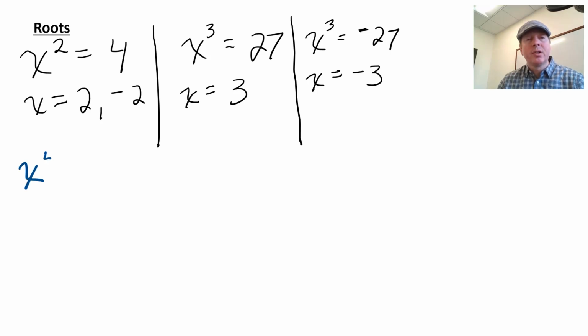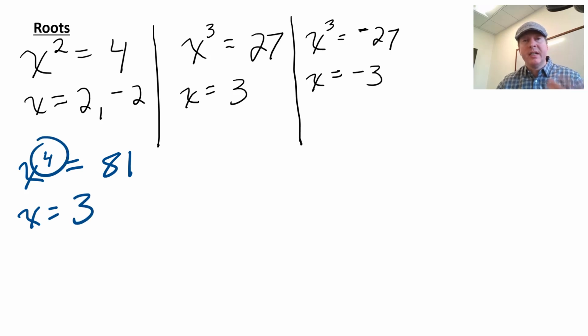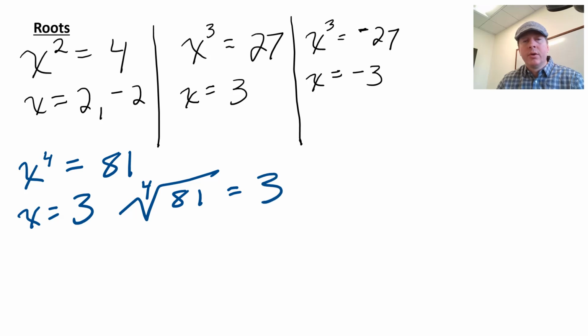Suppose I wrote x to the fourth equals 81. Well, in that case, x itself is equal to 3. Since the exponent is an even number, there are two roots, a positive and a negative, and the root symbol gives the positive root, positive 3. How would I express this with a symbol? I would write a 4 in this little divot here. The fourth root of 81 is equal to 3.